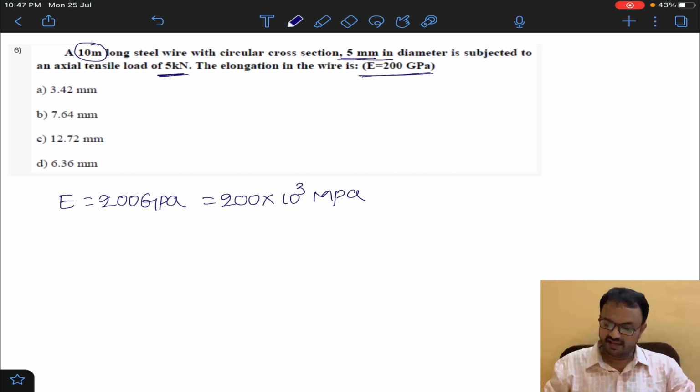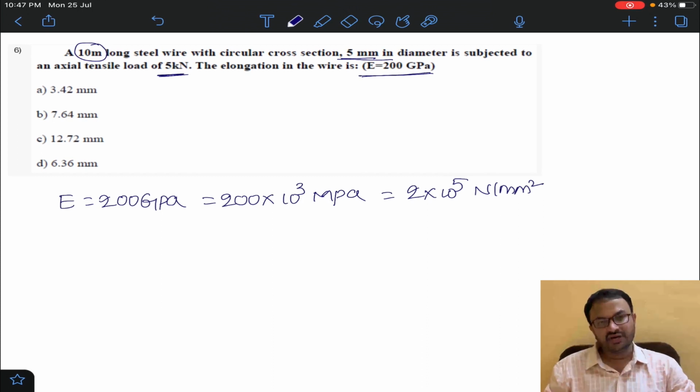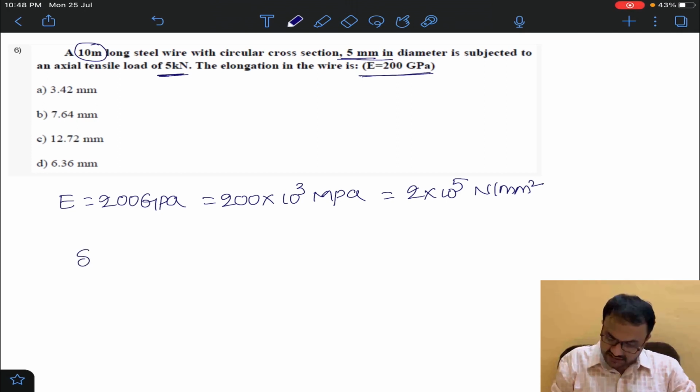10 cube MPa, that is 2 into 10 power 5. MPa means, as I just explained, 1 MPa is equal to 1 Newton per mm square. So E value is equal to 2 into 10 power 5 Newton per mm square. And what he has asked is the elongation of the wire, that is delta L, which is equal to, we have a standard basic formula, PL by AE.